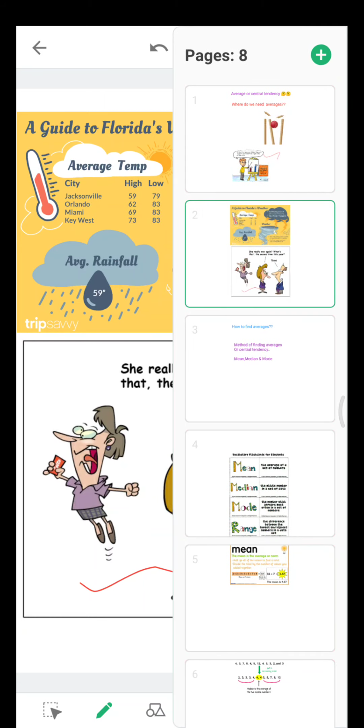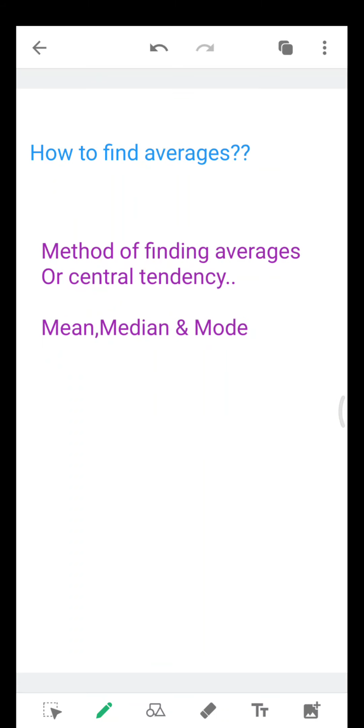Now let's come to the method of finding averages. Generally there are three methods of finding average, which you have learned in 8th class also. The other name of average is central tendency. It gives you the central idea, the central value of the data. So basically there are three methods for finding average. They are mean, then median, and the mode. These three methods we are going to learn today.